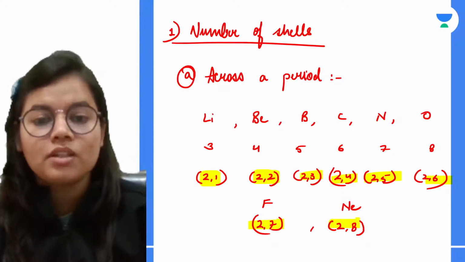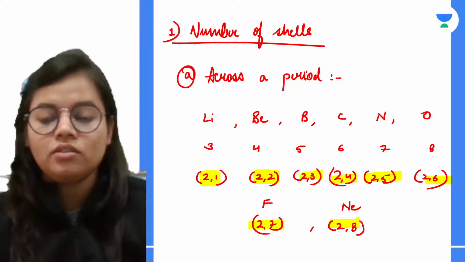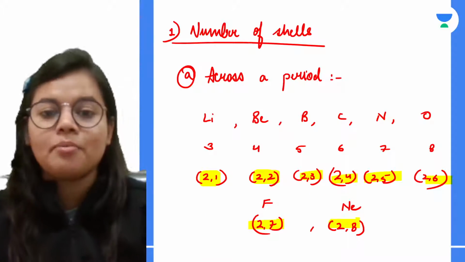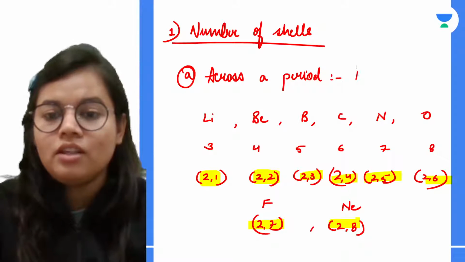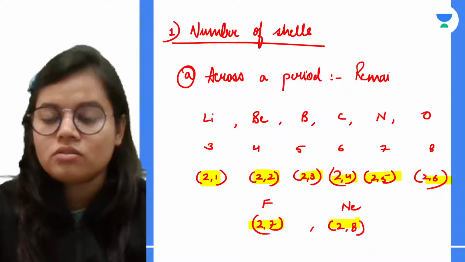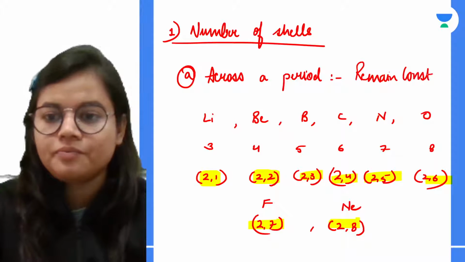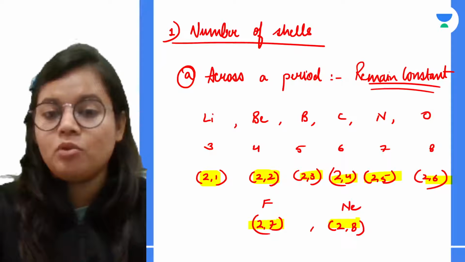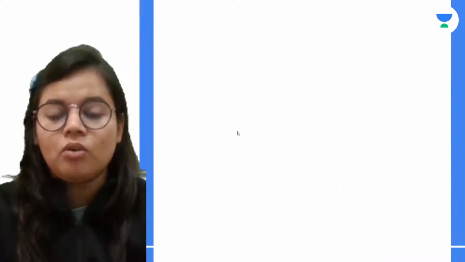These are the atomic properties that we are discussing, Piyush. Okay, so as we are moving across a period, what is happening? The number of shells remains constant. Okay, next we will talk about down a group.